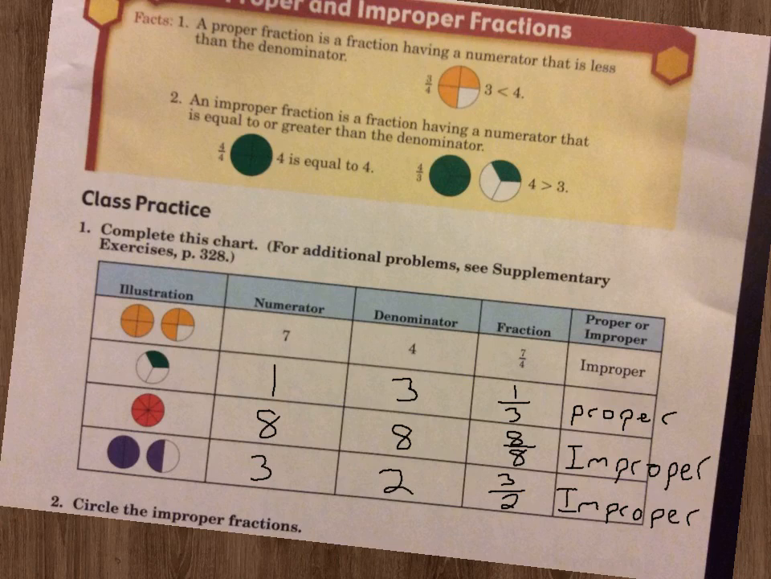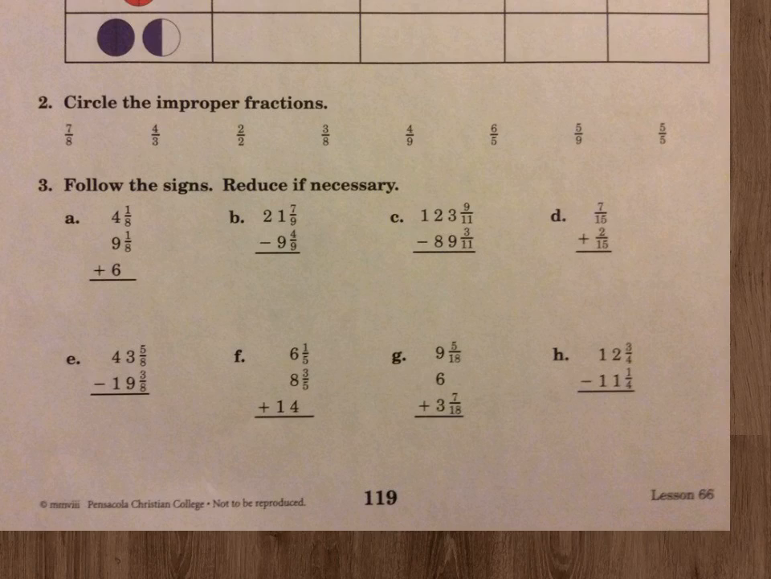Number 2, we're just going through all of them and circling which ones are improper. Remember, they're improper if the bigger number's on top, or if it's the same top and bottom number. So 7 over 8, that's not improper, so we won't circle it. 4 over 3, that is, because the bigger number is on top. 2 over 2, it's the same, so that is improper.